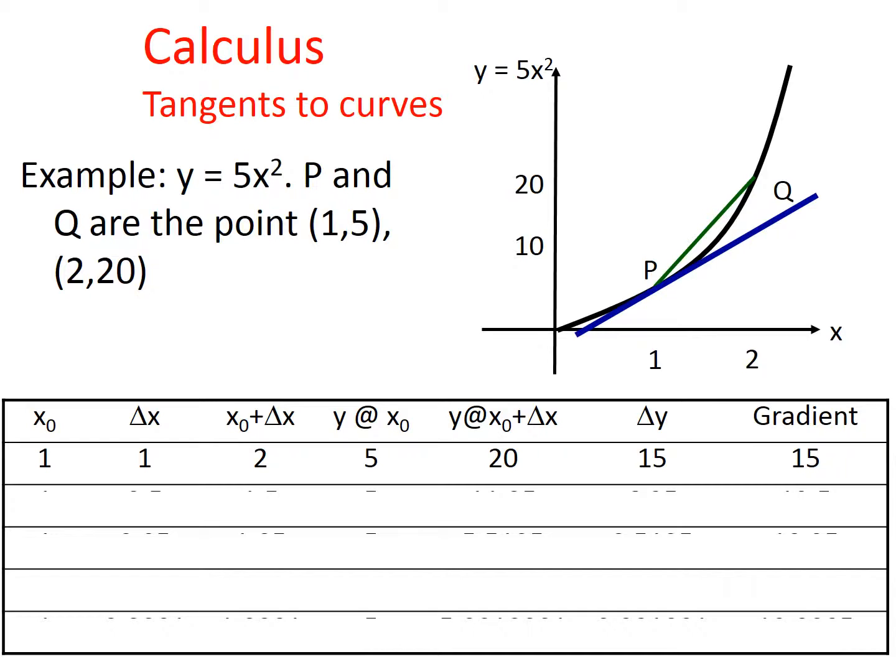So this is our initial x value plus some small change in x, in this case a change of 1, which takes us to 2. For x0 and for x0 plus some small increment, we can use the equation of the line, y equals 5x squared, to work out the value of y at each point. So we take 1 and plug it into that equation: 5 times x squared, and x squared is 1, so 5. Then we take x plus a little bit, in this case 2, so 2 squared is 4, and 4 times 5 is 20. The difference between these two is our delta y, which is 15. Then we get a gradient by dividing our delta y.